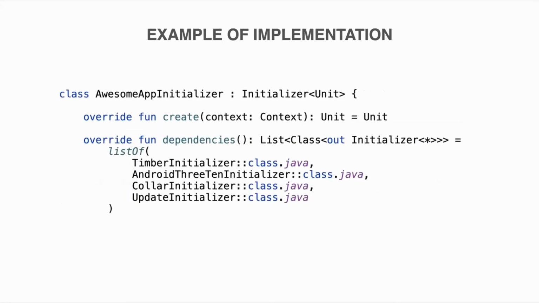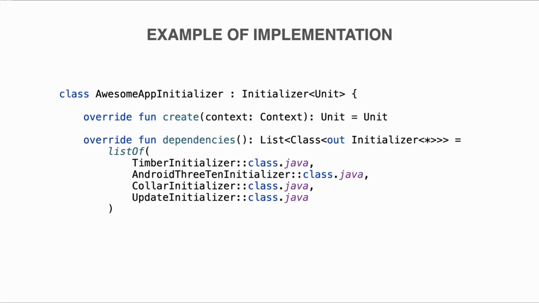The other example is if you want to use initializers in an application project. The previous example that I've shown was from a library project, and this example is, for instance, in an application project. Again, I can return a unit, but I don't do anything on create. However, I do initialize other initializers in the dependencies method, and in this exact order. So this basically means that my initializer, awesome app initializer, doesn't do any work, it doesn't need any context, but it serves as a parent.